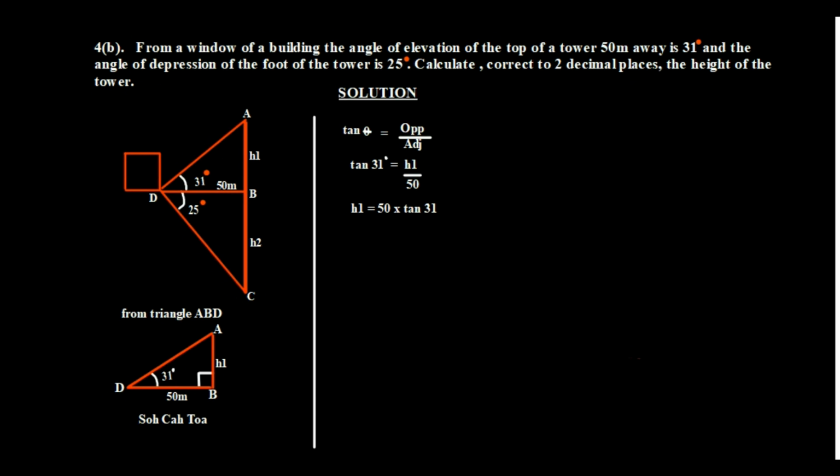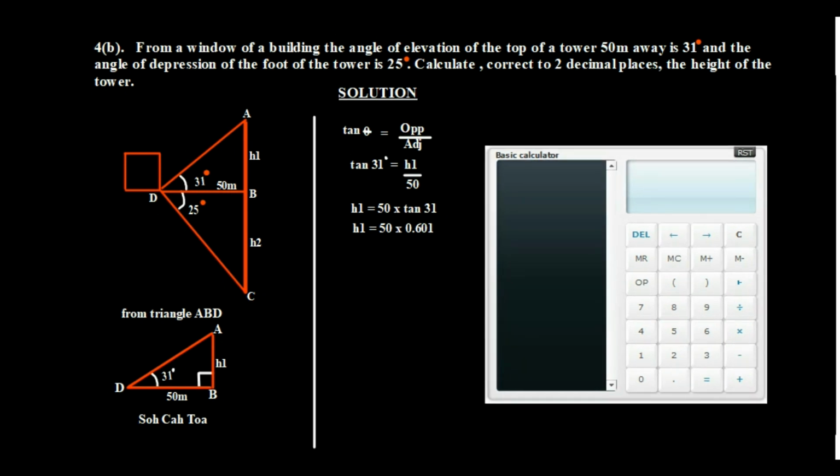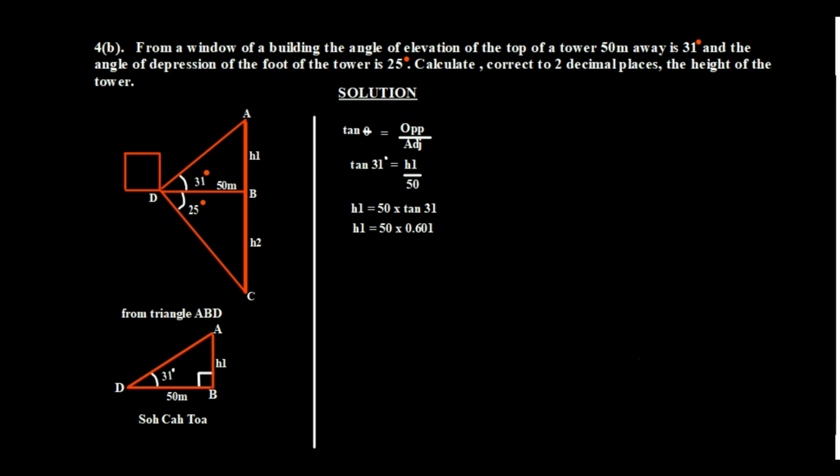So let me quickly write that out. We have H1 equal to 50 multiplied by 0.601. So let's quickly multiply that. 50 multiplied by 0.601 will give us 30.05. So we have our H1 as 30.05 meters, and that is for H1. And we've gotten the value of H1.